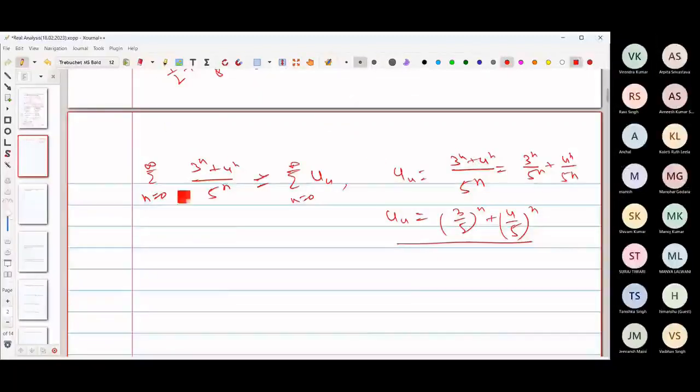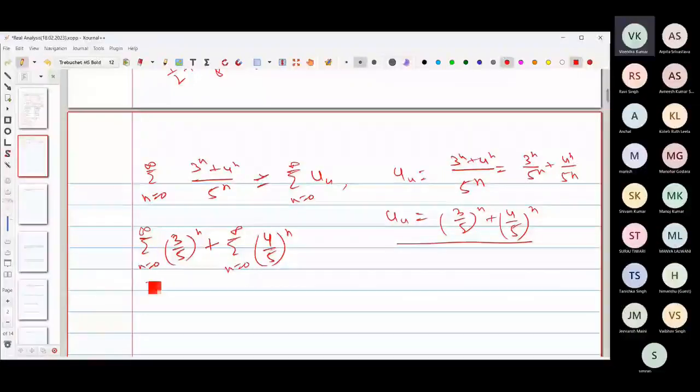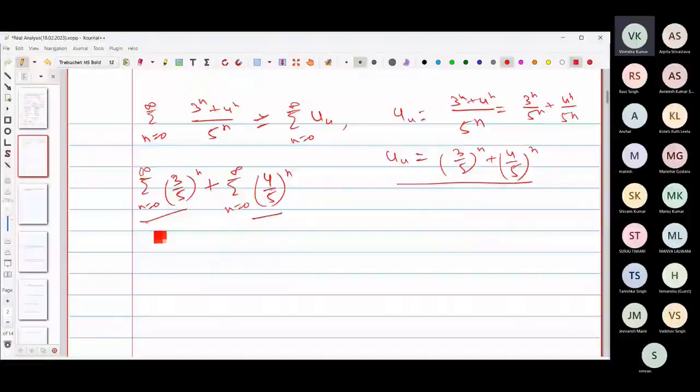Now the series becomes the sum of two series: summation of (3 by 5) to the power n, n equals 0 to infinity, plus summation of (4 by 5) to the power n, n equals 0 to infinity. It is clear that both are in GP, and the common ratio is less than 1. 4 by 5 is always less than 1. Okay. So in this case, what would be the sum?